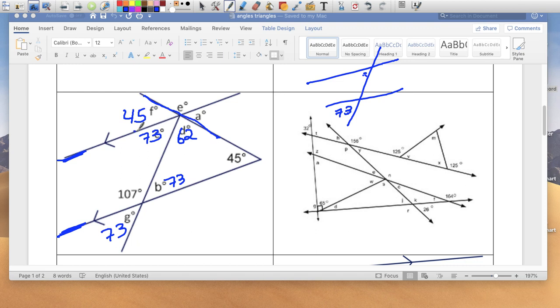So again, now if you look at this, right? Isn't 45 in A vertical? So this is also 45, right? And this guy right here could be the supplement, right? Because there's a linear pair with 45 in this guy, so this is going to be 135. Simple.